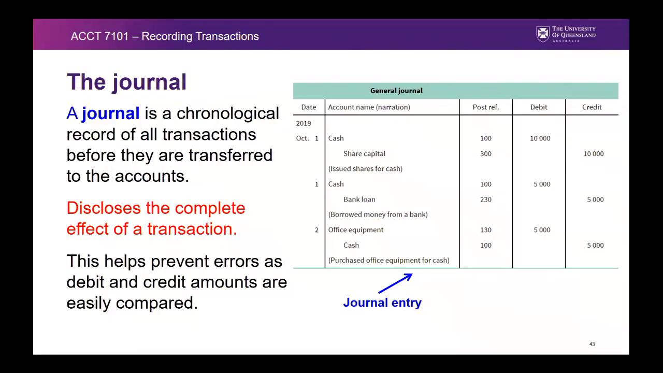These are the three transactions we've covered. So we issued shares for cash, and then we had debits and credits. And here we borrowed money from the bank. Sorry about the noise. Borrowed money from the bank, and then we purchased office equipment for cash.